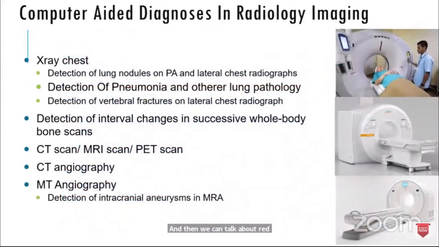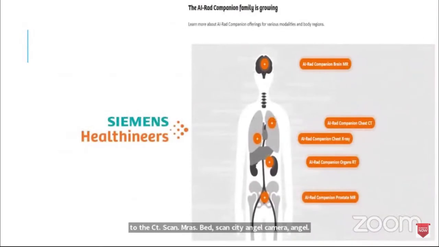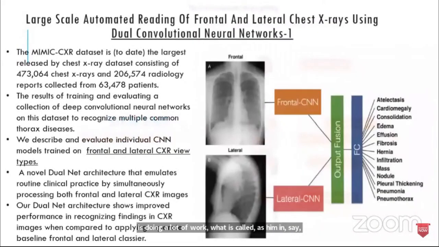In radiology, there are several things available: X-ray chest, CT scan, MRI, PET scan, CT angio, MR angio, everything is available. And if you see, Siemens is doing a lot of work, what is called Siemens Healthineers. And these are the various areas where the AI system is being used. Now let us start giving some examples.